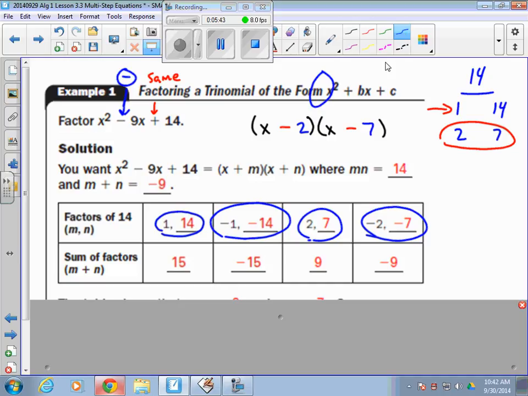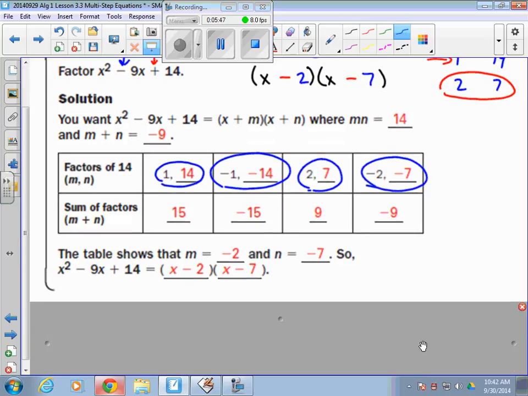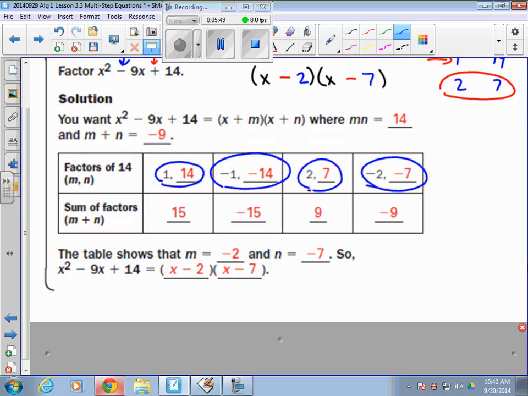But again, this is a shorter method for most people to do it this way. Therefore, the table shows that negative 2 and negative 7 give you positive 9. I'm sorry, give you negative 9, which was B's sign was negative.